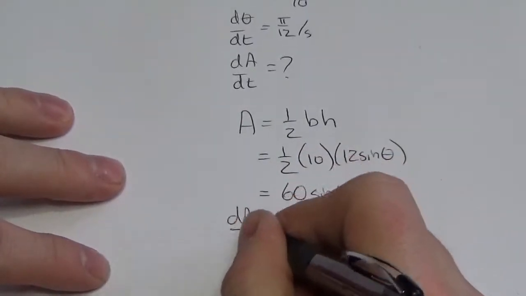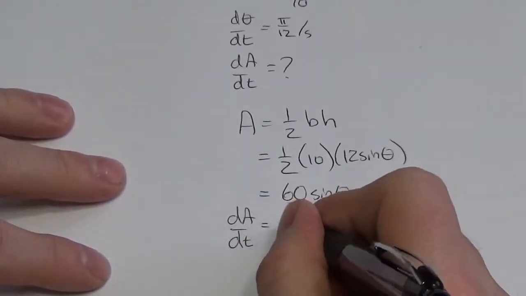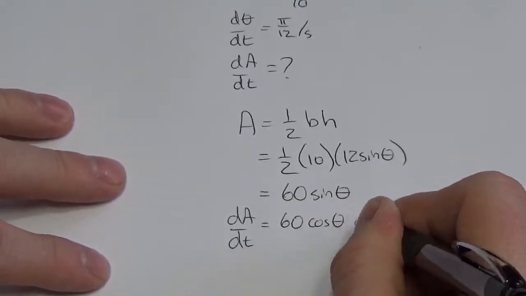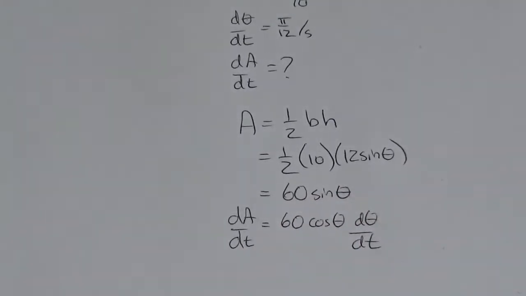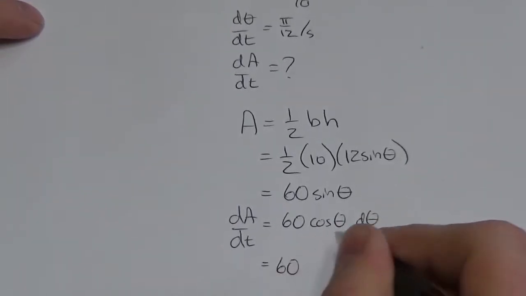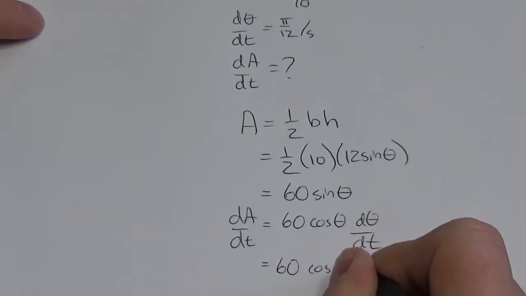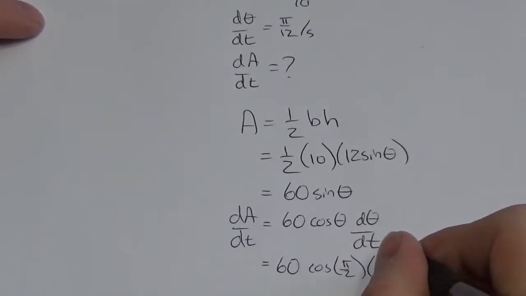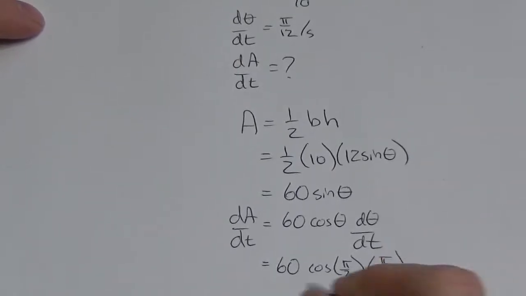So the derivative of A with respect to time is going to be 60 cosine of theta d theta by dt. Wonderful. Absolutely wonderful here. So now, how fast is the area increasing when the angle between them is pi over 2? Okay, well, I've actually got everything I need. I know what d theta by dt is, and I know what theta is. So this is going to be 60 cosine of pi over 2, and then that's going to be pi over 12 per second here.